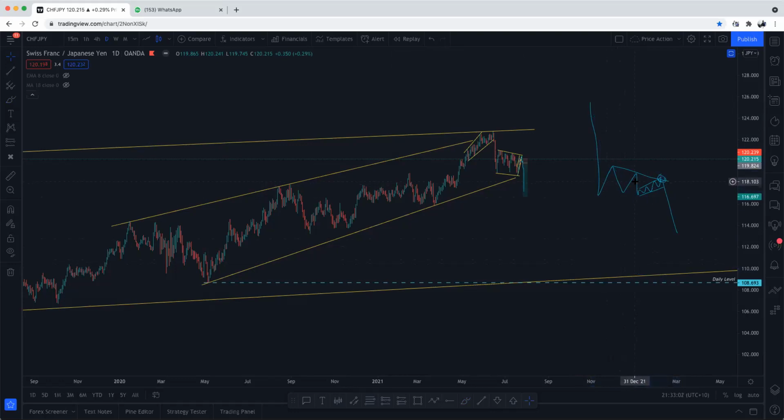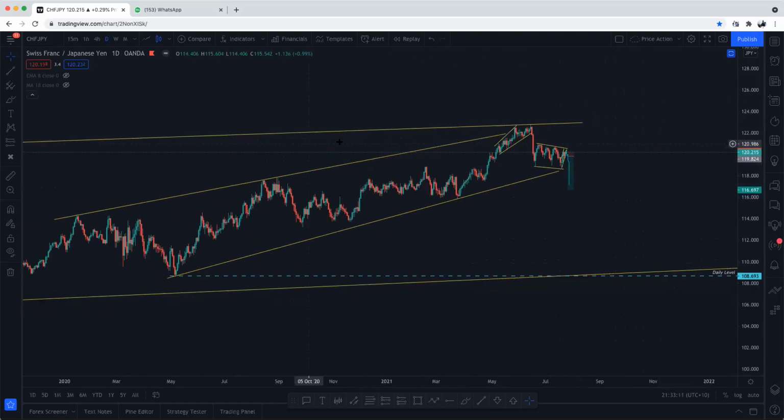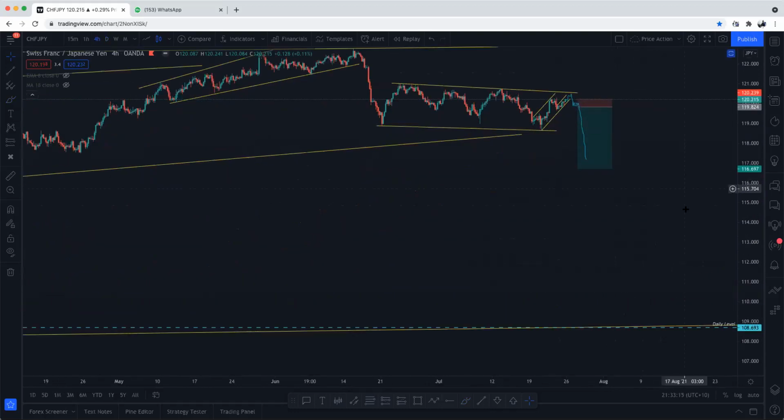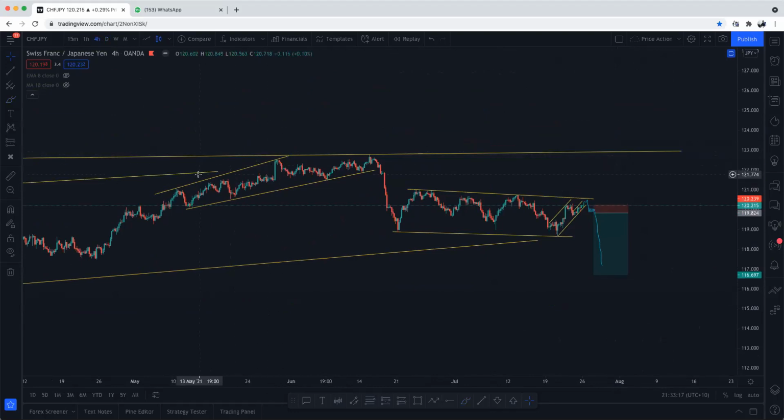Okay, so price here has moved like that. Here on the daily, we go to the 4-hour. Remember, price is coming from a third touch from the inner structure and the outer structure. This is the third touch. Remember that. So price is likely to continue going down. So we're looking for sells on this pair.